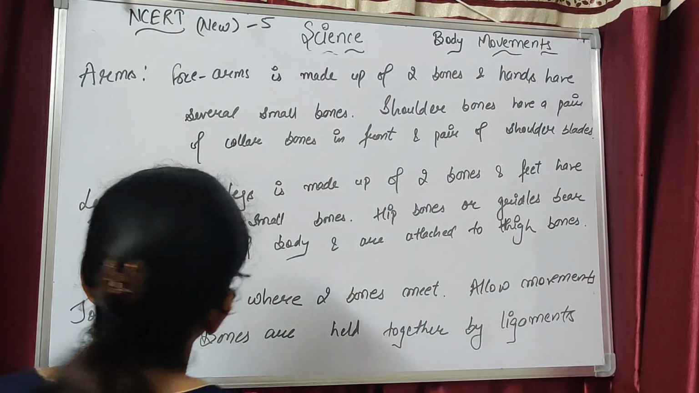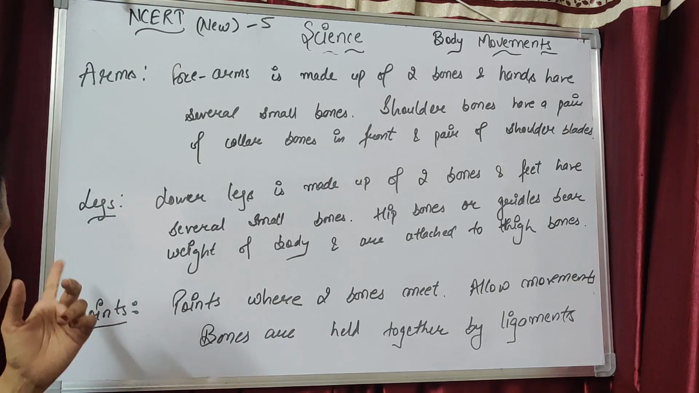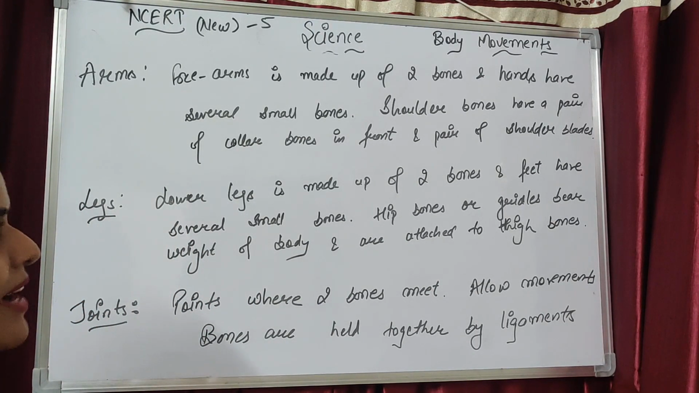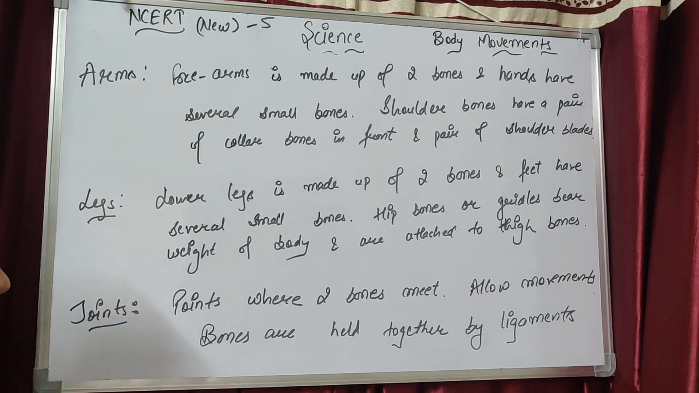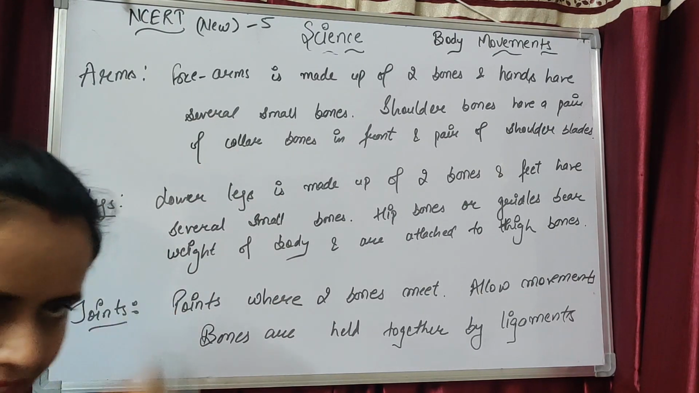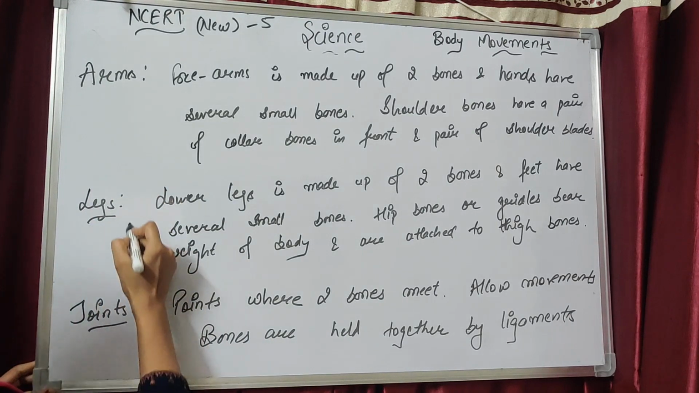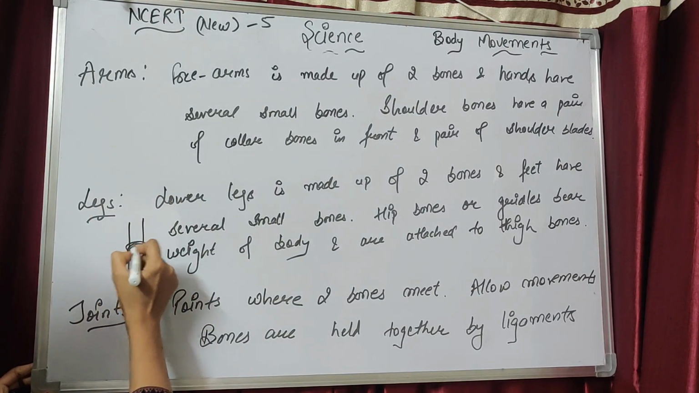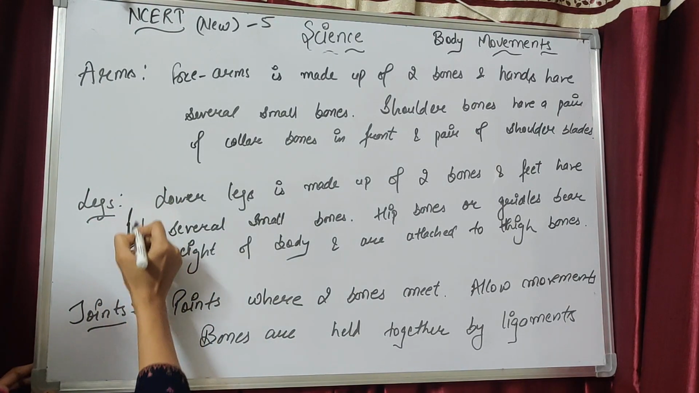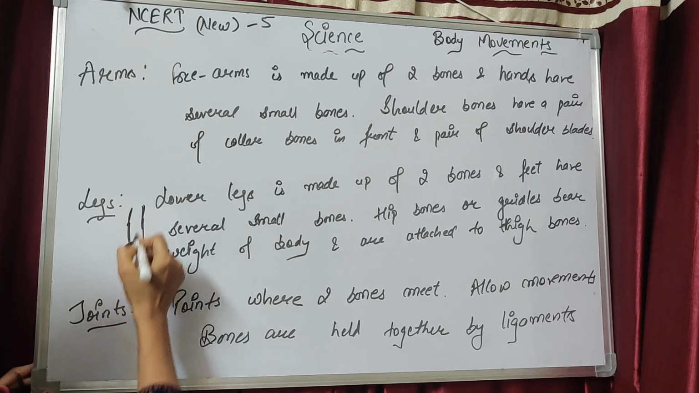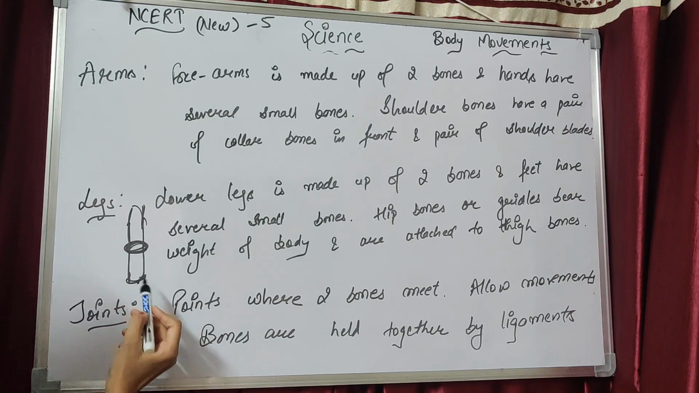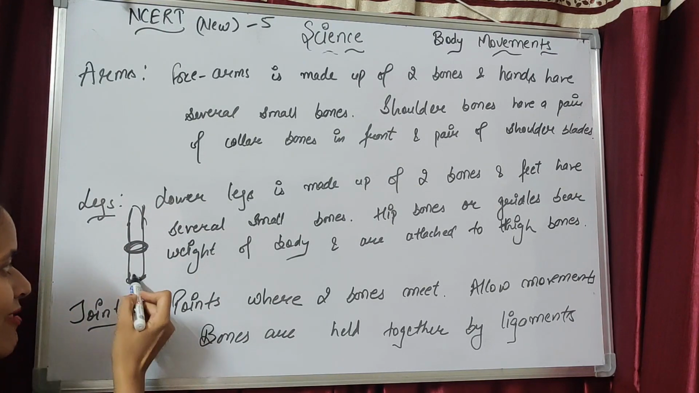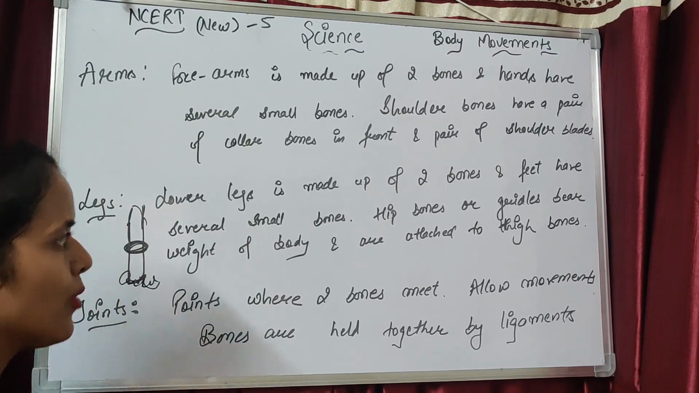Is there any doubt in arms and legs? I am not explaining the leg by looking at our leg, so please try to understand. The lower leg is made up of two bones. That means our leg, this one. There is a knee, and from the thigh to the foot, two bones, and the foot has several small bones. Like the hand, the foot also has several small bones.